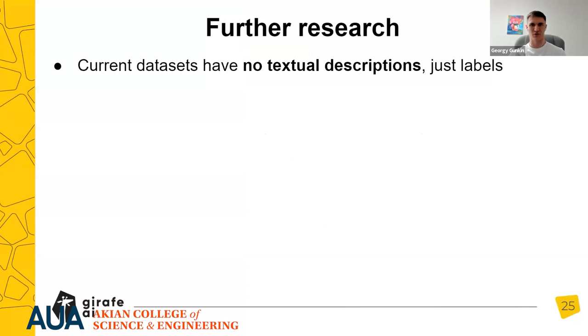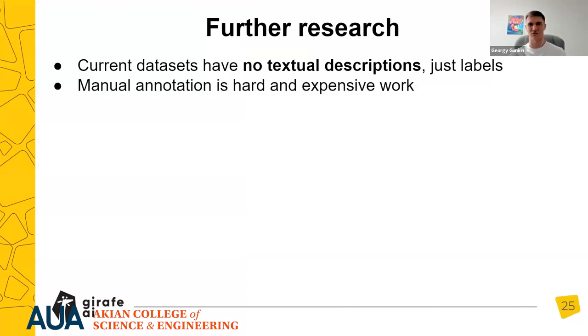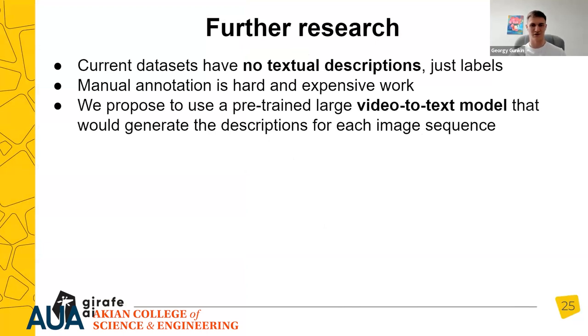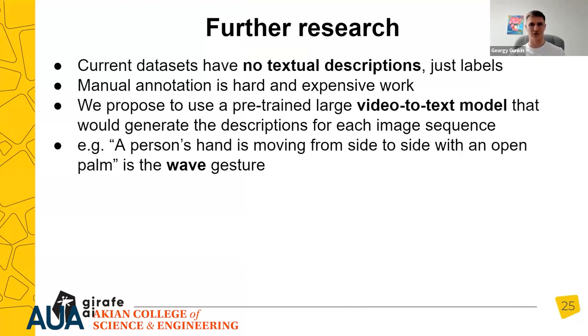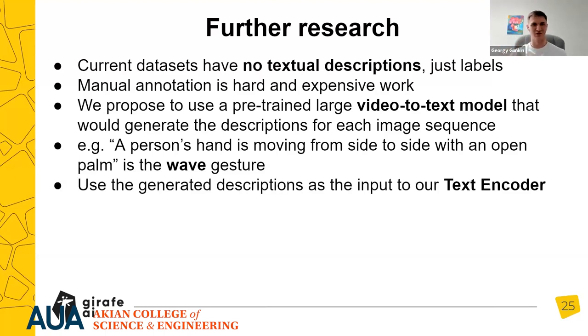So for further research, we propose the following. Current datasets have no textual descriptions, just labels. But we want to use the text encoder, so we probably want very detailed descriptions for every sequence. We propose a large pre-trained video-to-text model that will generate descriptions for us. For example, for a wave gesture: a person's hand is moving from side to side with an open palm, and it's the wave gesture. The current datasets will just have the wave class, but we need a detailed description, as I said. So we'll use the generated descriptions as the input to our text encoder.